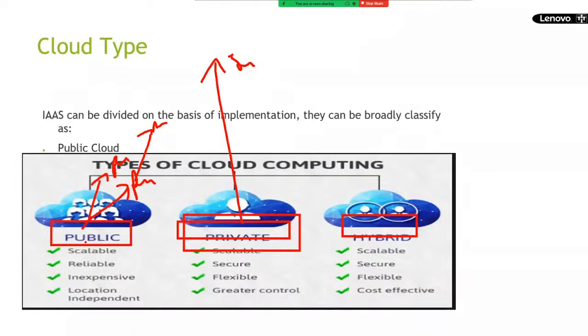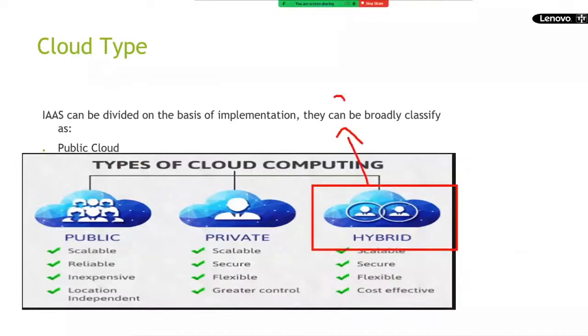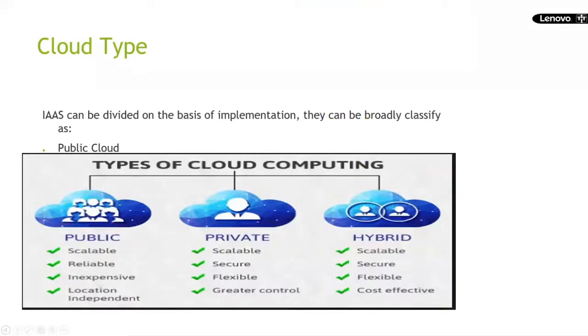Hybrid is quite a common keyword nowadays. Hybrid model: two days work from home, three days work from office. The combination of office plus home is called hybrid. In the same way, the combination of public plus private cloud is called hybrid cloud. I hope you understand it. A few applications run in public and a few run in private. If we establish communication between them, that is hybrid cloud.